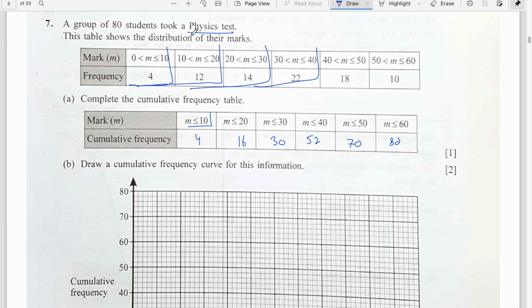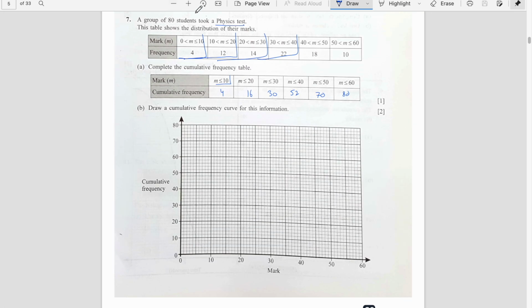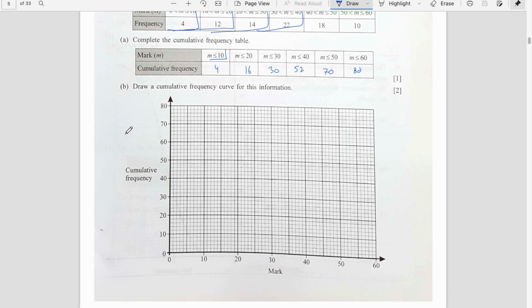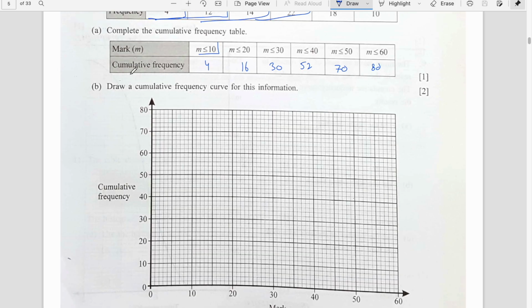Draw the cumulative frequency curve for this information. So we have this table, we have the graph and grid. Let's plot the points and then the curve. So at x10 we have y4, x20 and y16, x30 and y30, x is 40, y is 52, x is 50, y is 70, x is 60 and y is 80.